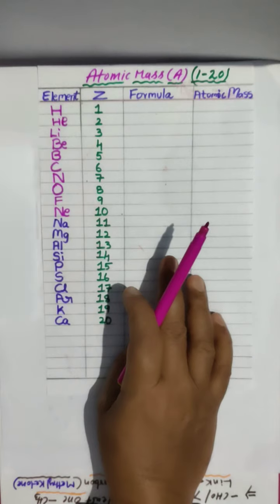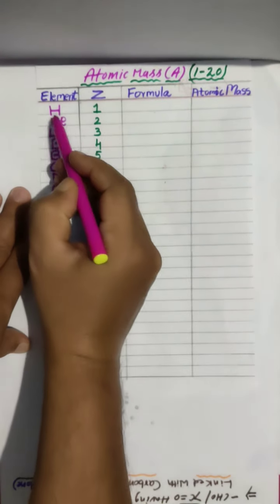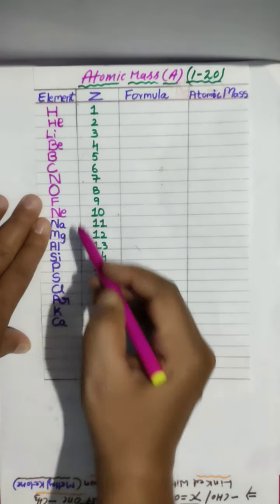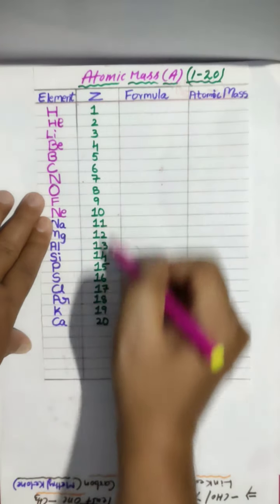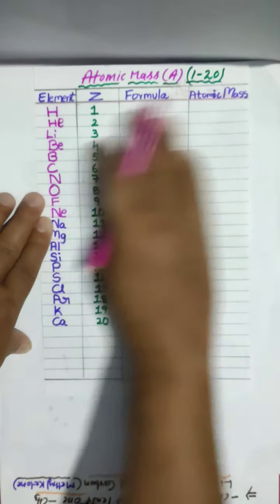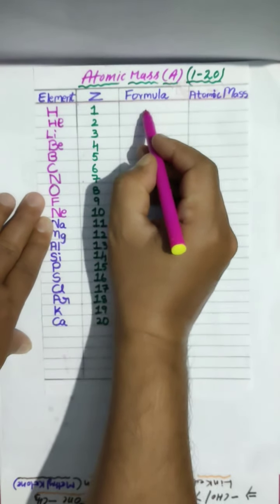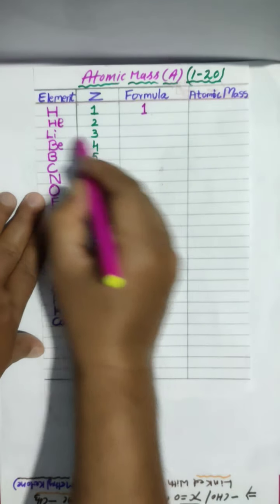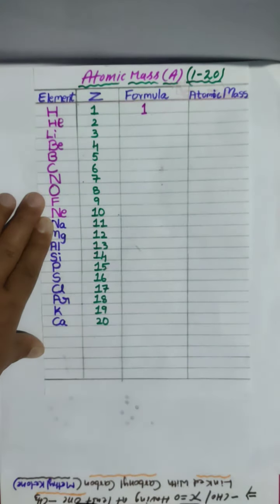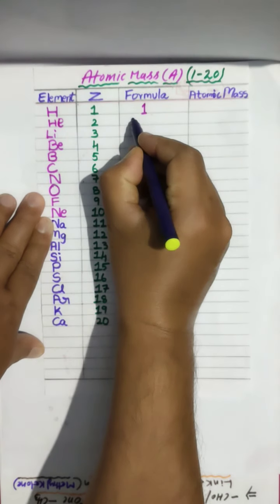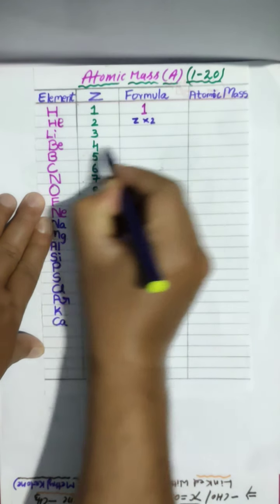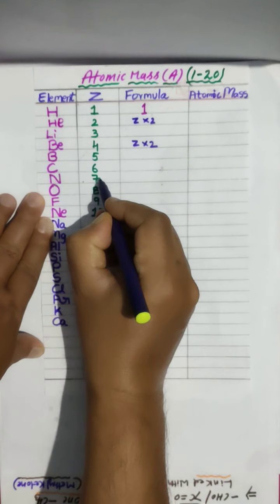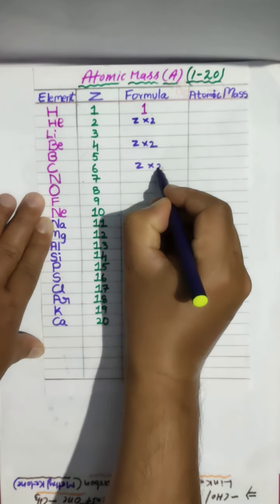Let me try. Here I have given the elements and their atomic numbers: hydrogen, helium, lithium, beryllium, up to calcium. I have given the formulas for even number and odd number. So hydrogen is an exceptional case: atomic number and mass number are the same. And helium is even. Even number means what formula did I tell? Z into 2. All even numbers, Z into 2. Clear? We have to follow Z into 2.